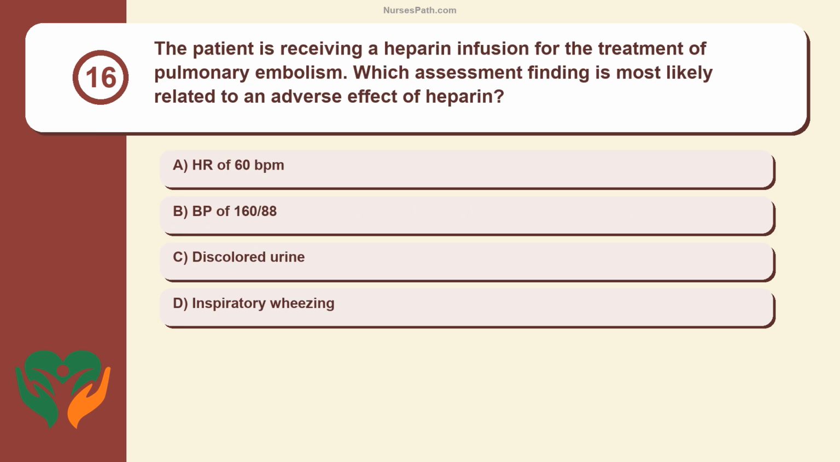Question 16. The patient is receiving a heparin infusion for the treatment of pulmonary embolism. Which assessment finding is most likely related to an adverse effect of heparin? A. HR of 60 BPM, BP of 160/88. B. Discolored urine. C. Inspiratory wheezing.